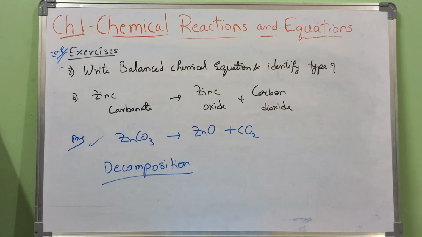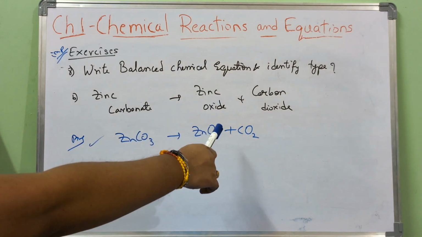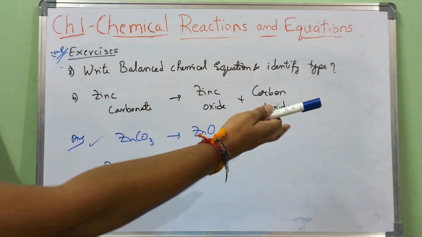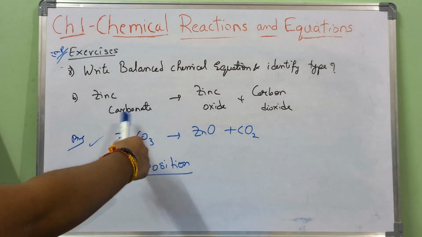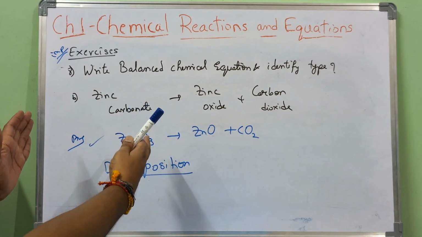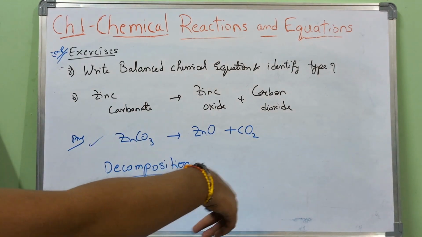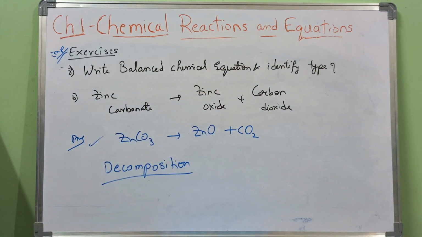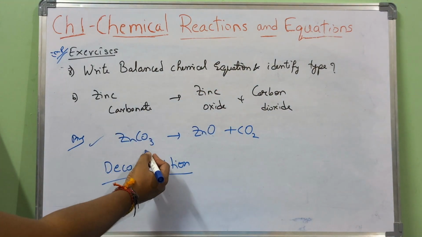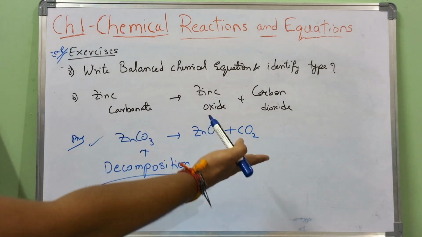So what is decomposition? If a single reactant is getting decomposed, that is, split into two or more products, then we call this reaction a decomposition. In this reaction, we can see that zinc carbonate, a single reactant, is getting split into two products. If any reaction happens where one is getting split into two or more, then we call it a decomposition, and this involves supplying energy, then only it will get broken down.